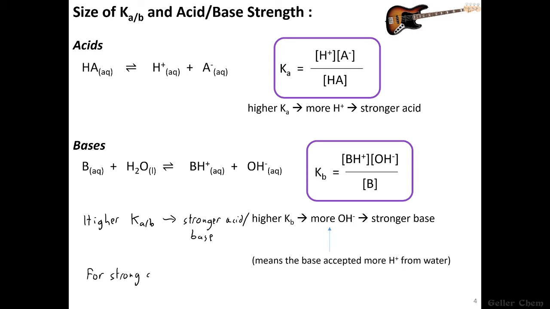For strong acids and bases, the Ka or Kb values are greater than 100, if not a million. In other words, those K values are so large that there's effectively nothing but product and very little reactant left, which is why we say effectively strong acids and bases react all the way to completion.